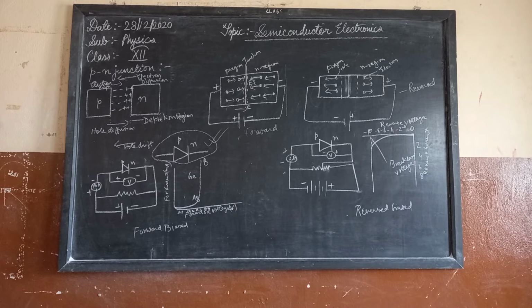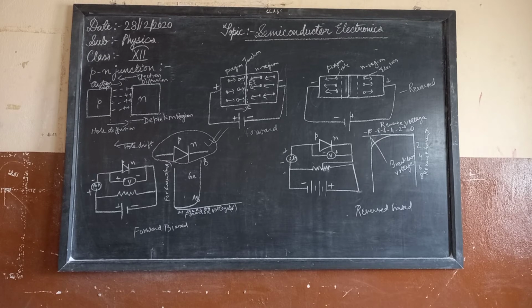So no important current flows in the majority charge carrier. Here minority and majority charge carriers are present, as I told you. A very small current due to the minority charge carriers flows across the junction, and this current is called the reverse bias current. So minority charge carriers flow across the junction itself.